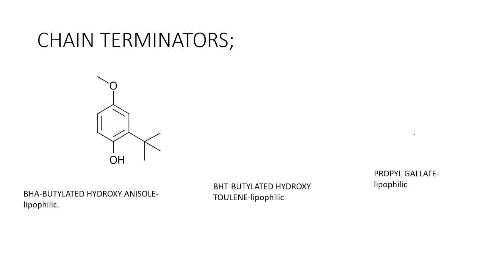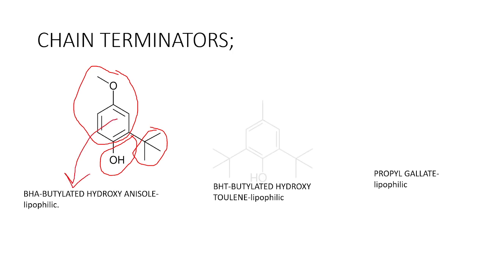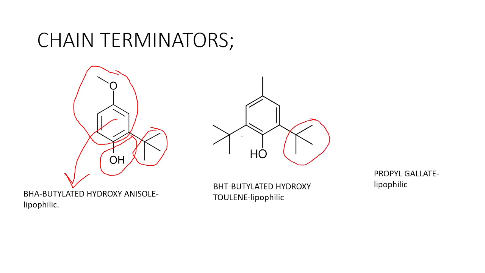Next one is chain terminators. Butylated hydroxyanisole: anisole is nothing but a methoxy group present on the benzene. See, this is lipophilic in nature because of the presence of butyl group and benzene. Next one is butylated hydroxytoluene. Butylated means these are the butyl groups, two butyl groups, and a methyl group present on the benzene, which we can call toluene, along with a hydroxy group. This is also lipophilic in nature. These chain terminators are used in the oil-based system.